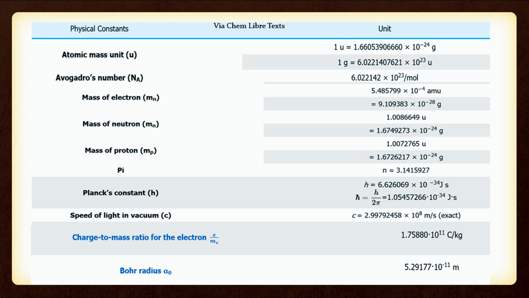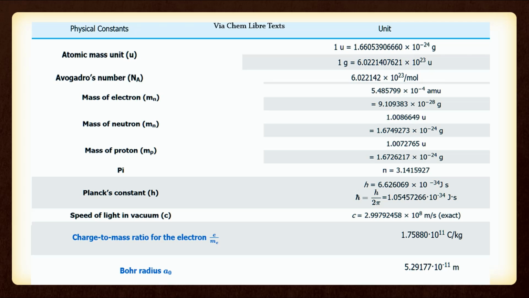Mass of proton is equal to 1.007 U, which is 1.672 into 10 power minus 24 grams, or 1.672 into 10 power minus 27 kilograms. Pi is equal to 3.1415. Planck's constant h is equal to 6.626069 into 10 power minus 34 joule second, or h bar is equal to h by 2 pi, which is equal to 1.05 into 10 power minus 34 joule second.